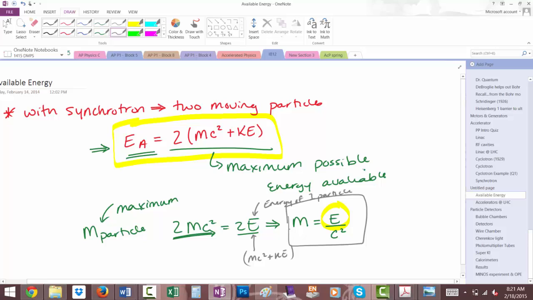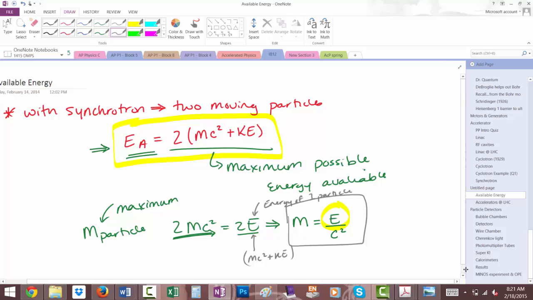The mass of the new particle that's created. Each of the new particles, if there are two. Yes, when there are two. Is that okay? Thanks for asking. Questions about this?